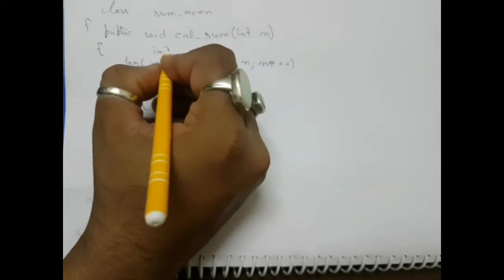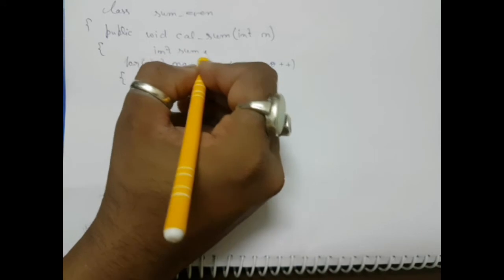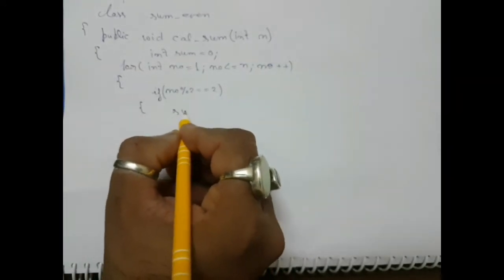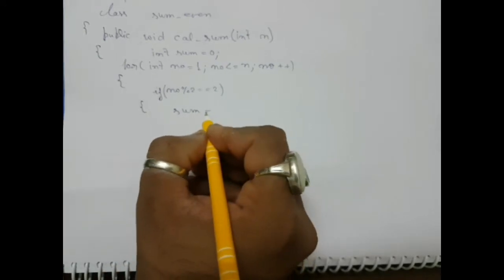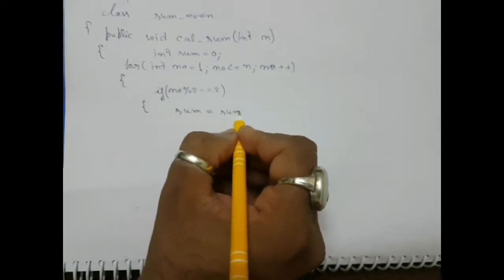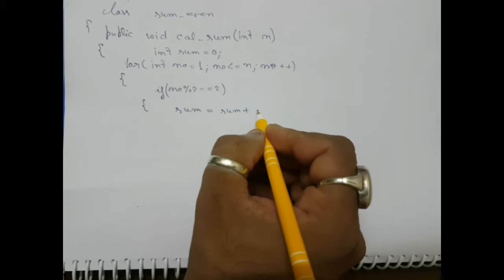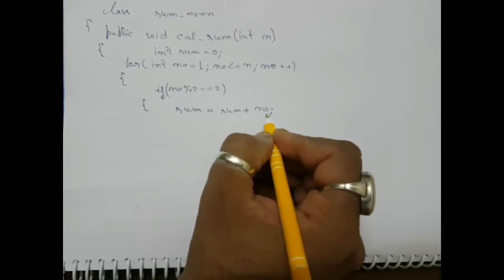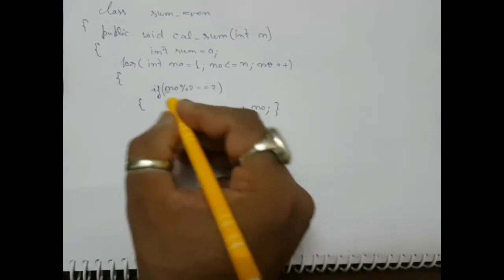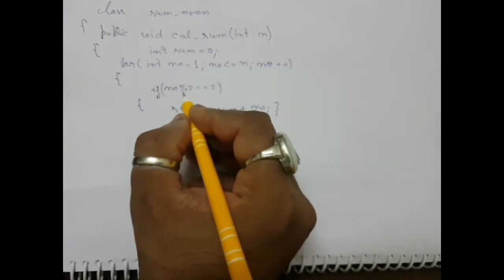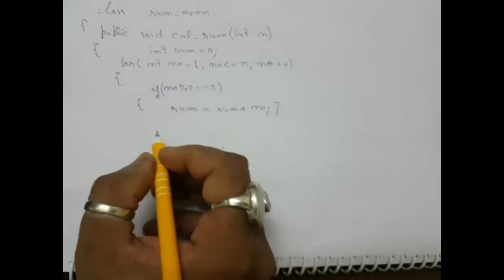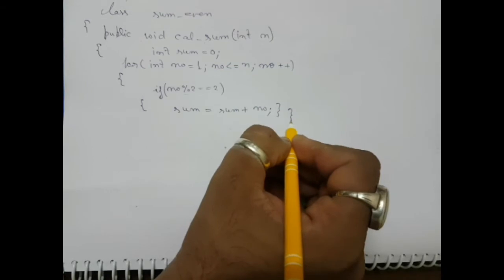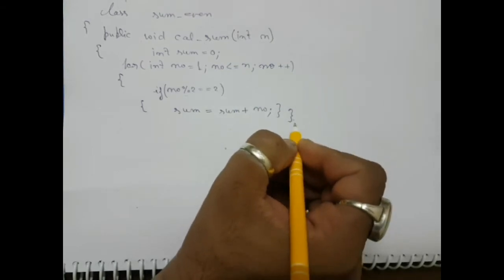So I take a variable here to store the sum and initialize it with 0. Sum will have the sum of sum plus no. Which no? Which is even, because I have already checked that here through the condition. Alright. Now after this condition, I will close the for loop. This is the closing of the for. For is closed here.